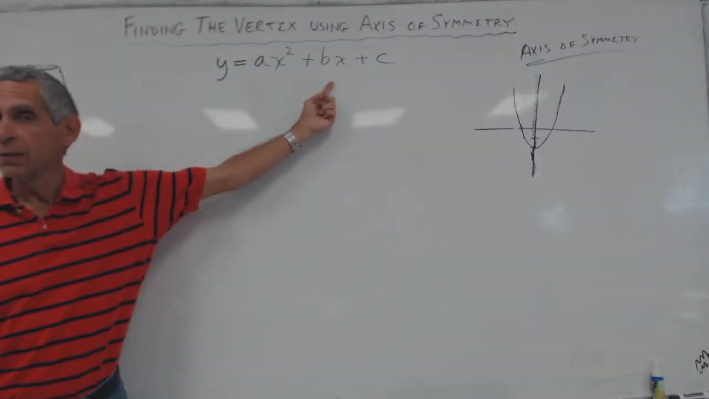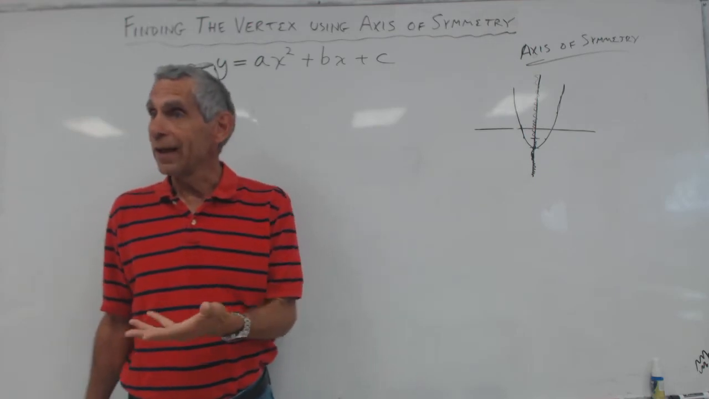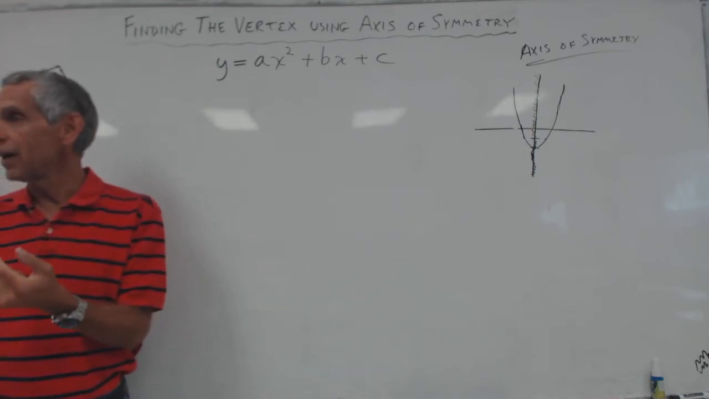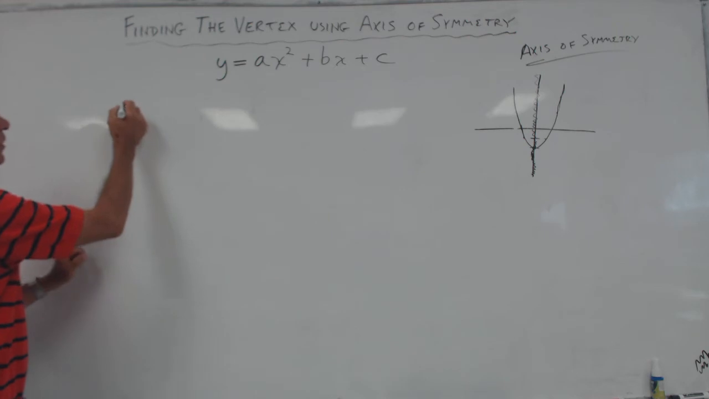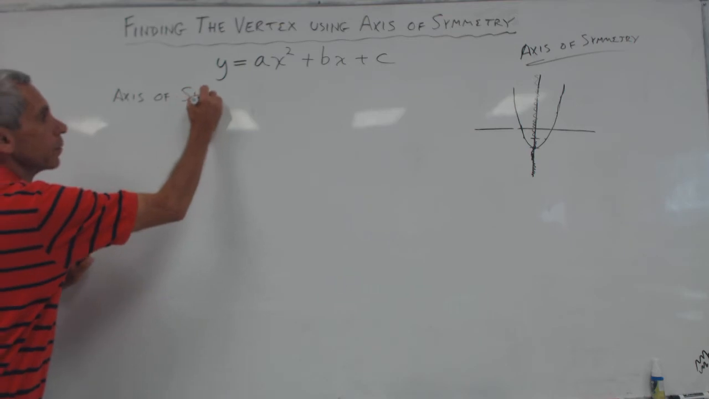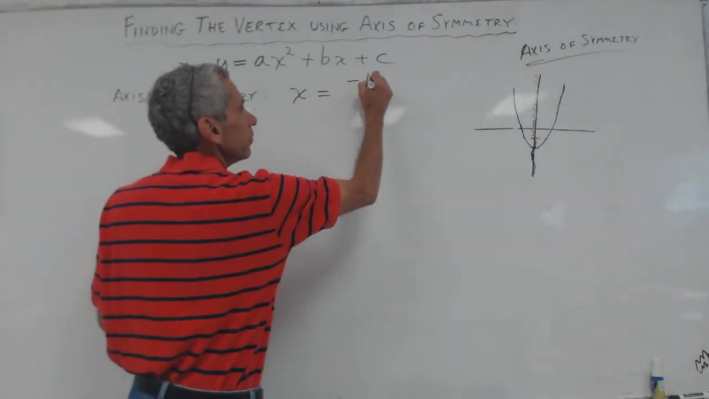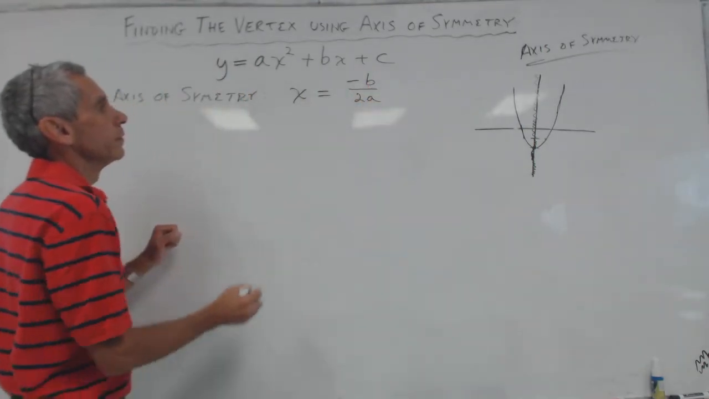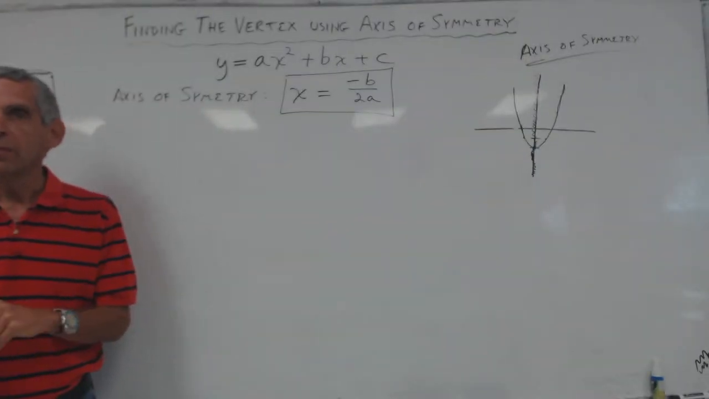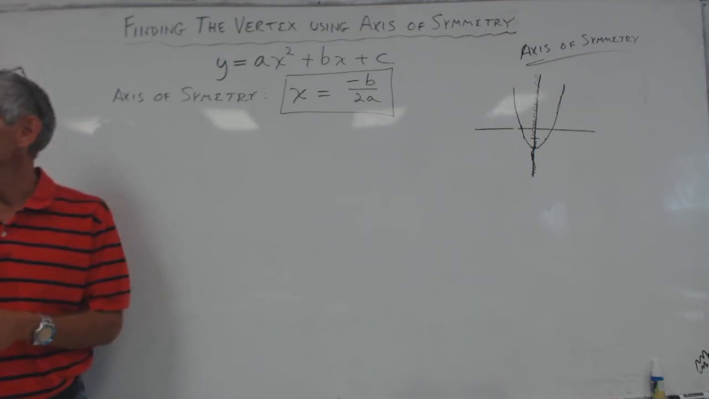When you have a b that's not 0, the axis of symmetry is not the y-axis. So we have to find the axis of symmetry. There's a formula. To find the vertex, I first have to find the axis of symmetry. So here's the first step. Axis of symmetry, this is the formula: x equals negative b over 2a. It's a really, really important formula. It will save you hours of time if you learn and memorize this.